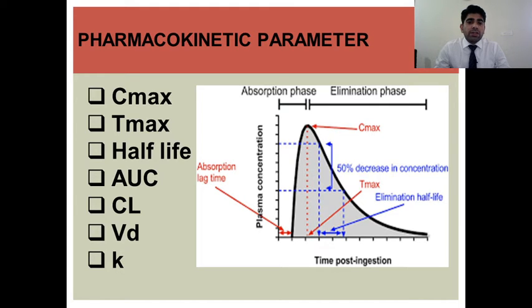Now we have Tmax. Tmax is the time at which the maximum concentration is achieved. Got it? So this is Tmax. Half-life is, with these blue arrows, the distance on the time axis between the two lines, separated by one blue line, that is the half-life. It is the time when the drug amount remains half of the dose taken. Got it? Next is the AUC, as I have told you.